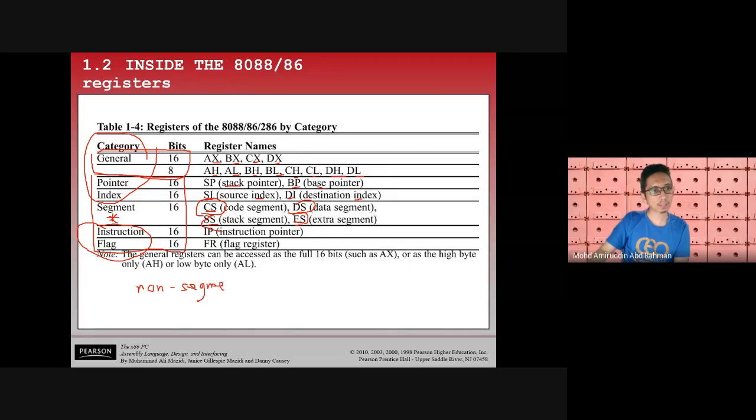These are the non-segment register. So hope you're clear. That one and also that one. The general is a non-segment register. Pointer is also non-segment register. Index is also non-segment register. Instruction is also non-segment register. Flag also non-segment register. But you need to note that we normally cannot use flag for adding the number. But we can use all of the other, let's say the general one, pointer or index or instruction, we can use that for addition.